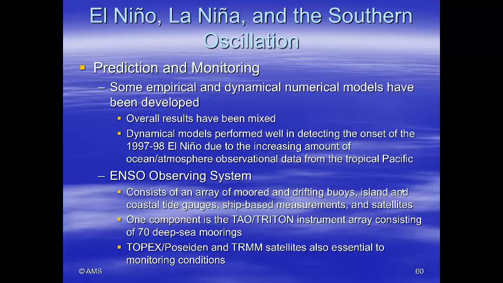The ENSO observing system consists of an array of moored and drifting buoys, island and coastal tide gauges, and ship-based measurements and satellites. One component is an array consisting of 70 deep-sea moorings. We also have the TOPEX/Poseidon and TRMM satellites, also essential to monitoring the conditions.